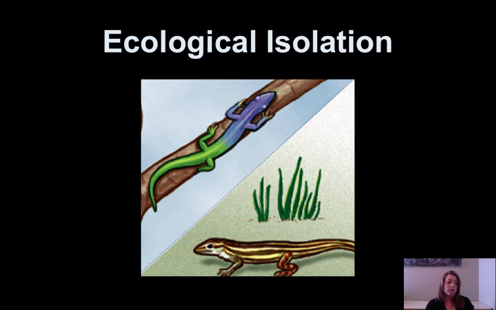Our second example is ecological isolation. In ecological isolation, our organisms are going to occupy different parts of the habitat.